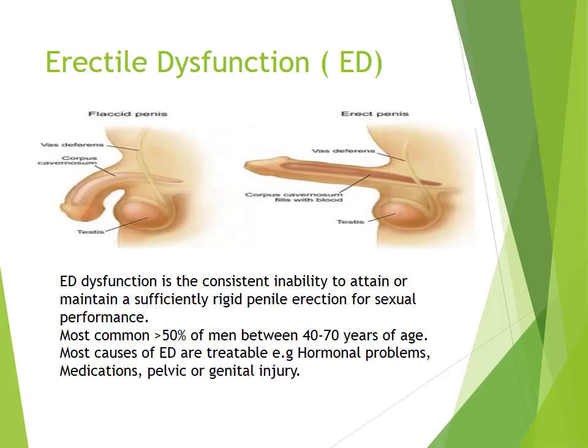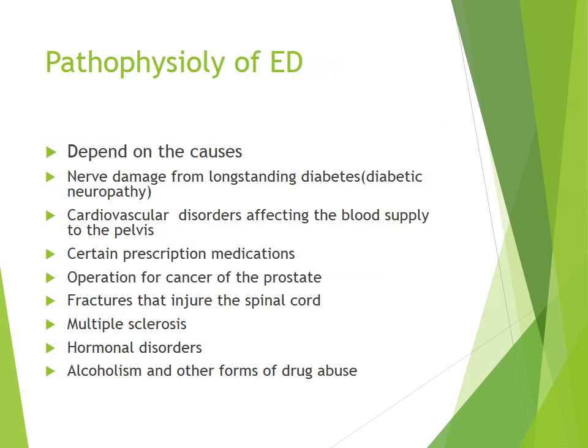Now we are going to talk about erectile dysfunction. That is also called ED. ED is the consistent inability to attain or maintain a sufficiently rigid penile erection for sexual performance. 50% of men experience ED between age 40 and 70. Most causes of ED are treatable. Examples: hormonal problems, medications, pelvic or genital injury.